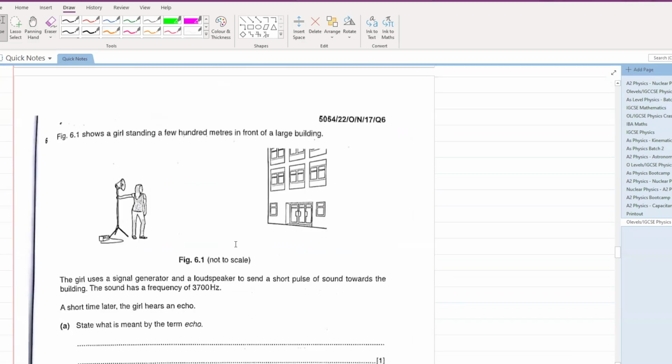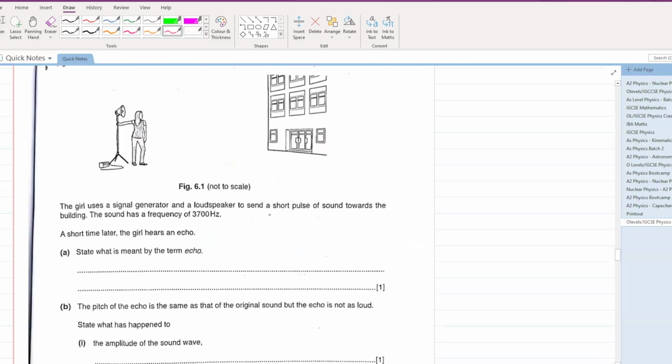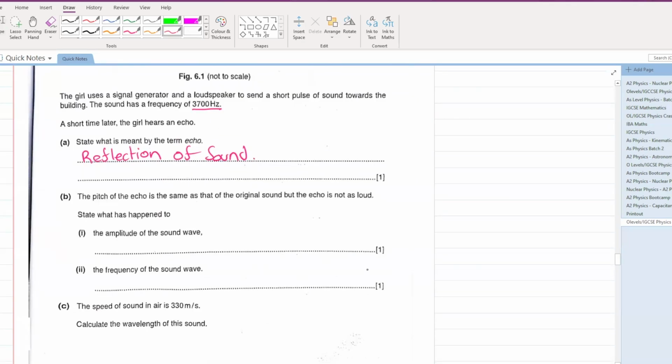Figure 6.1 shows a girl standing a few hundred meters in front of a large building. The girl uses a signal generator and a loudspeaker to send a short pulse of sound towards the building. A short time later, the girl hears an echo. State what is meant by the term echo. Reflection of sound. The pitch of the sound is same as that of the original sound, but the echo is not as loud. Loudness decreases.